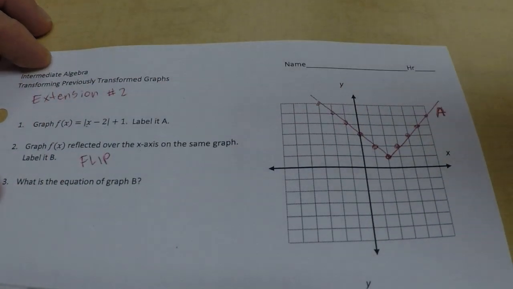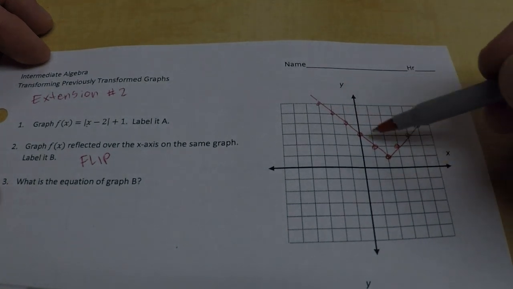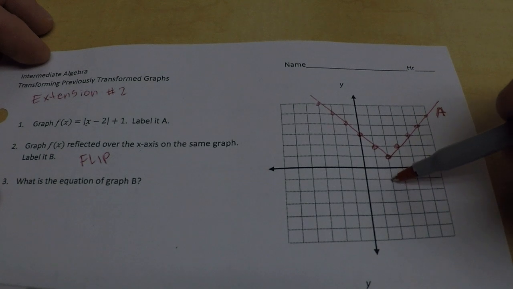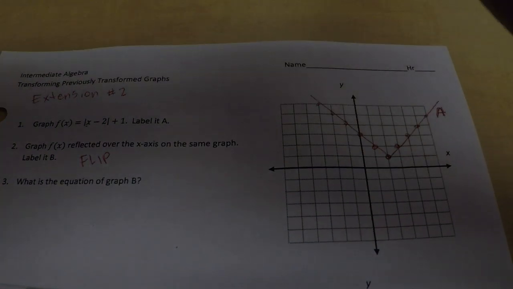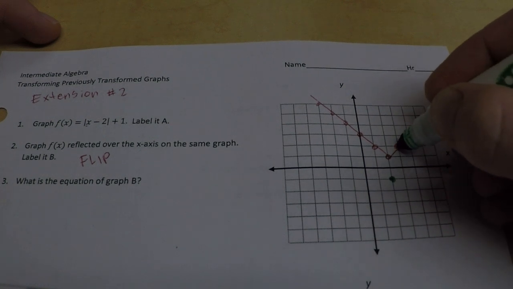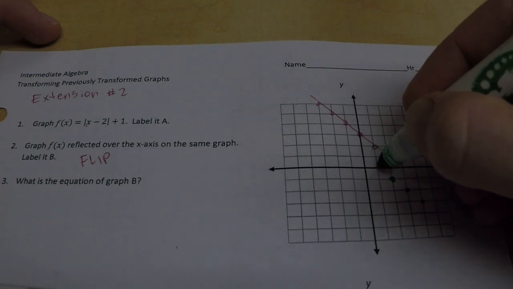Now, reflecting simply means to flip. So we're going to flip this V shape over the x-axis, which means that every point that is above the x-axis is going to end up below, and an equal distance. So if this is 1 above, this is going to end up 1 below. 2 above, 2 below. 3 above, 3 below, and so on.